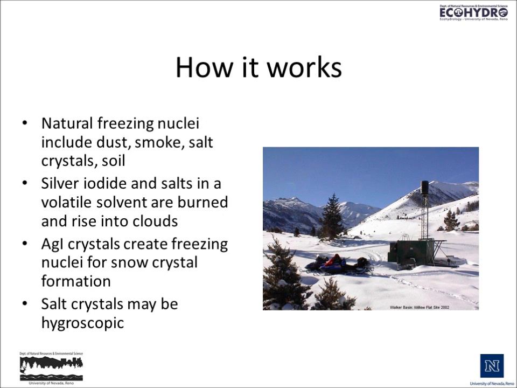So here's how it works. Natural freezing nuclei include dust, smoke, salt crystals, and soil particles. When those aren't present in sufficient amounts, we add them by burning silver iodide and salts in a volatile solvent and then injecting those directly into clouds, either from ground stations like the one pictured here or from airplanes. The silver iodide crystals create freezing nuclei for snow crystal formation, and because they're hygroscopic, which means that they attract water, they're even more effective than dust, smoke, and salt crystals.